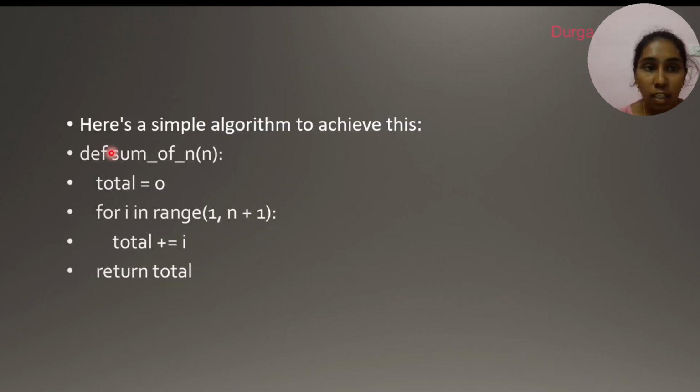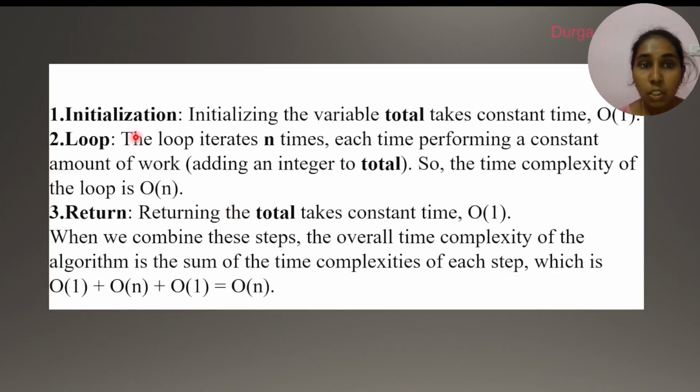Next, the for loop. This is one loop, right? This loop is executed based on the input value. If the input value is 5, it will execute 5 times. If the input value is 10, it will execute 10 times. If the input value is 100, it will execute 100 times. So the loop iterates n times, each time performing a constant amount of work. So the time complexity of the loop is order of n.